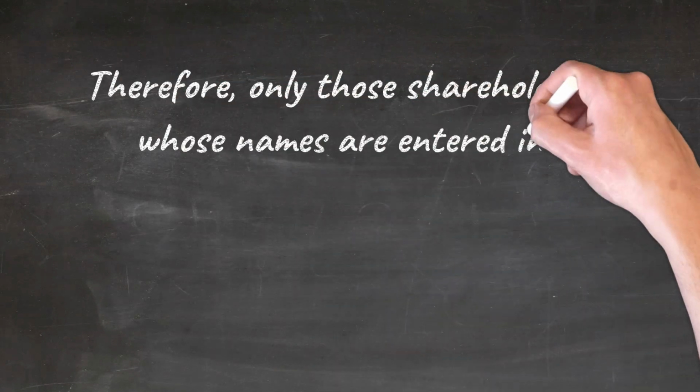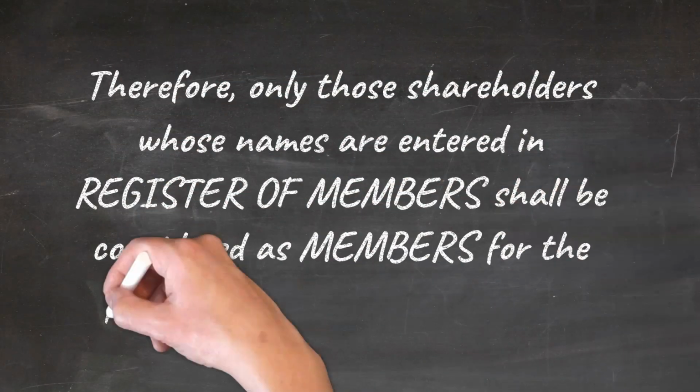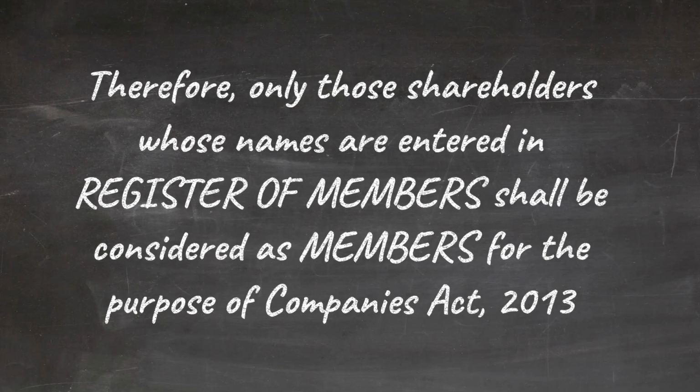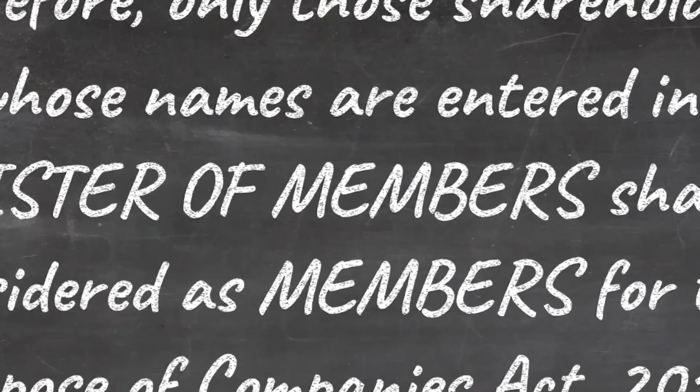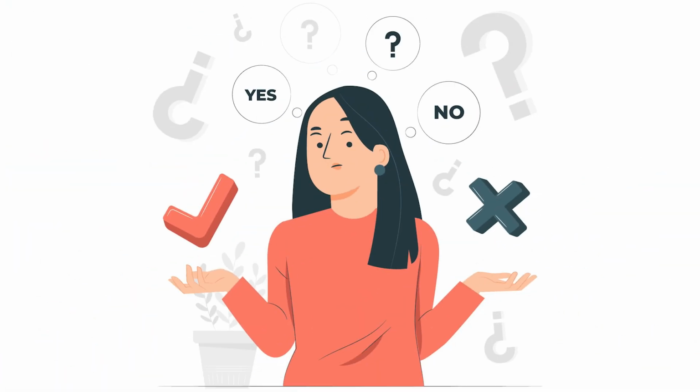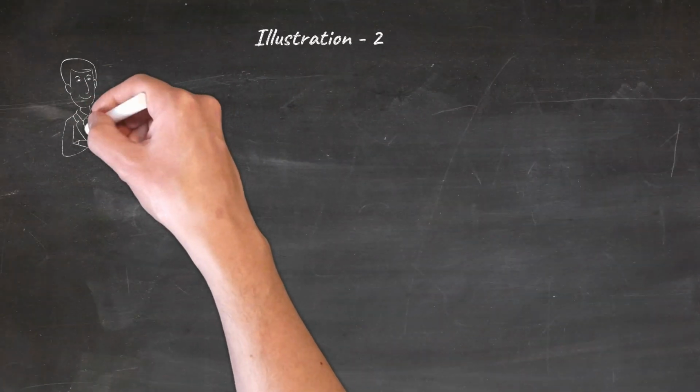Therefore, only those shareholders whose names are entered in the register of members shall be considered as members for the purposes of Companies Act 2013. Is there a possibility that a shareholder might not be a member of the company? The answer is yes. For that, let's continue the illustration we had before.